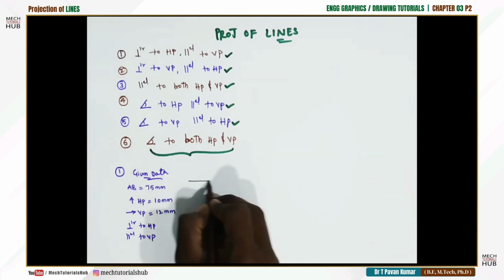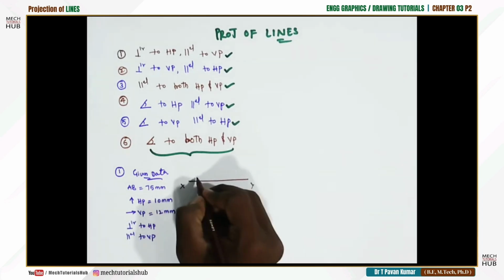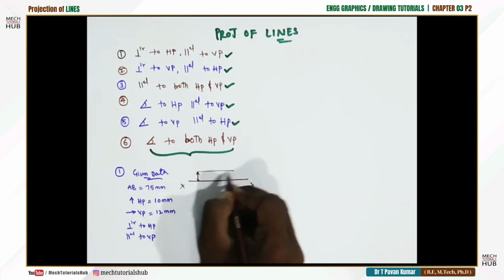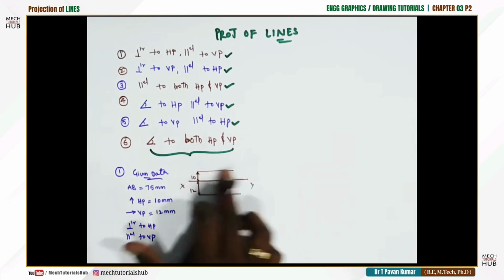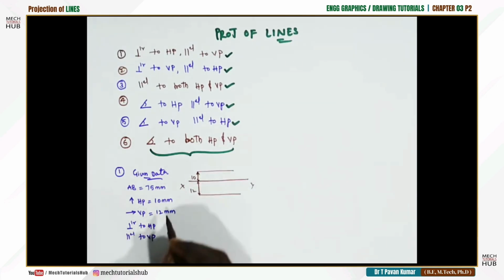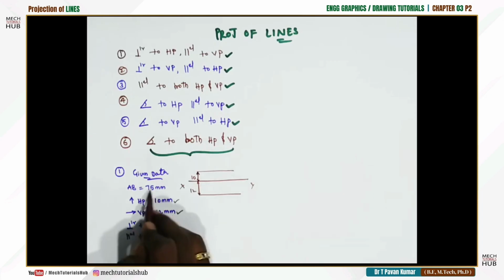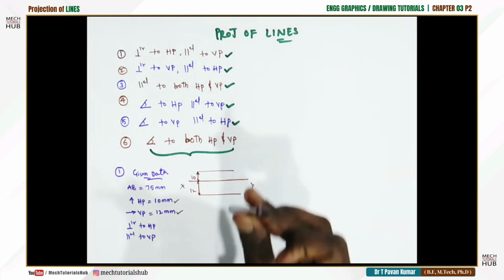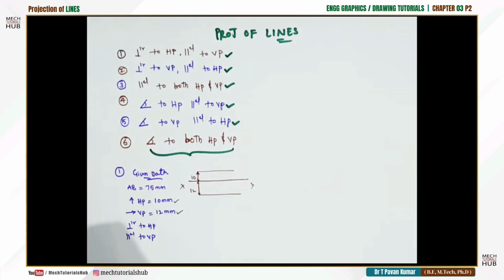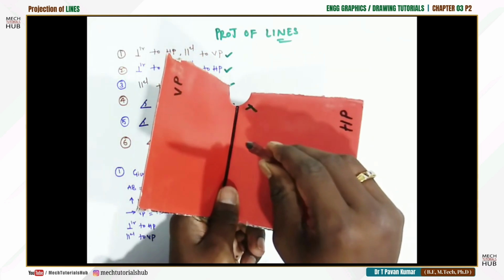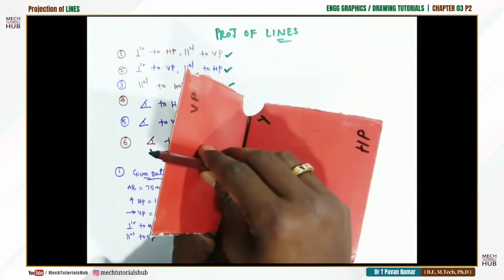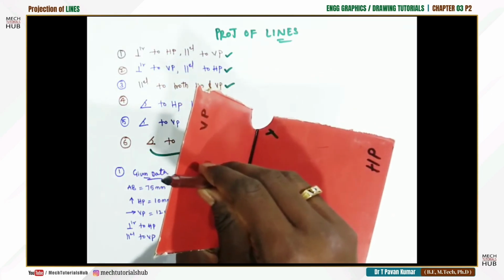Draw an XY line and place these two dimensions. 10 mm above, draw one locus. 12 mm in front, draw one more locus, extending some infinite distance for our understanding. Now these two are justified. 75 mm needs to be drawn perpendicular to HP. When it is perpendicular to HP, the true shape can be seen from the front. So it will fall on VP, which is above the XY line.